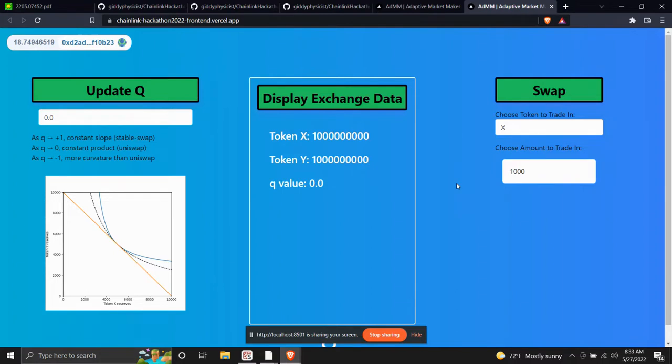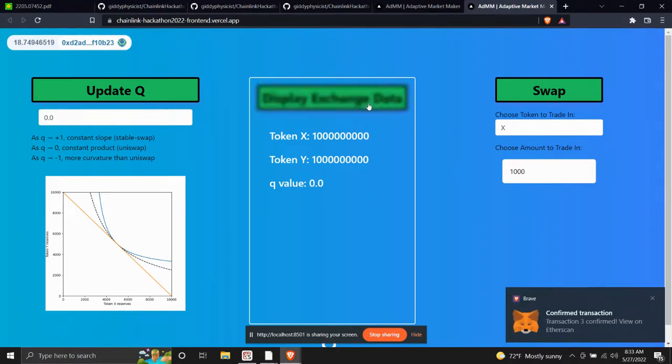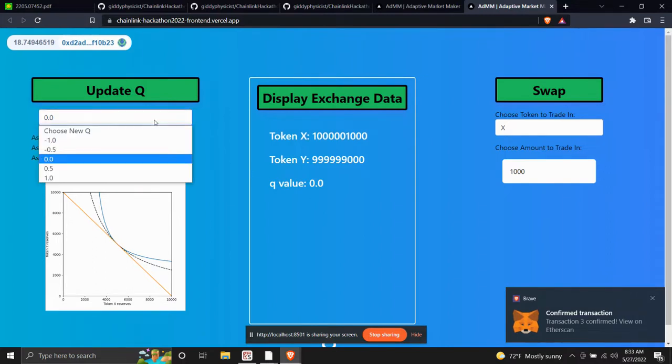It's doing the same math on the reserves, but this is just a prototype case. We can wait for that to trade. All right. And then look at the exchange data. And yep, so we traded something.